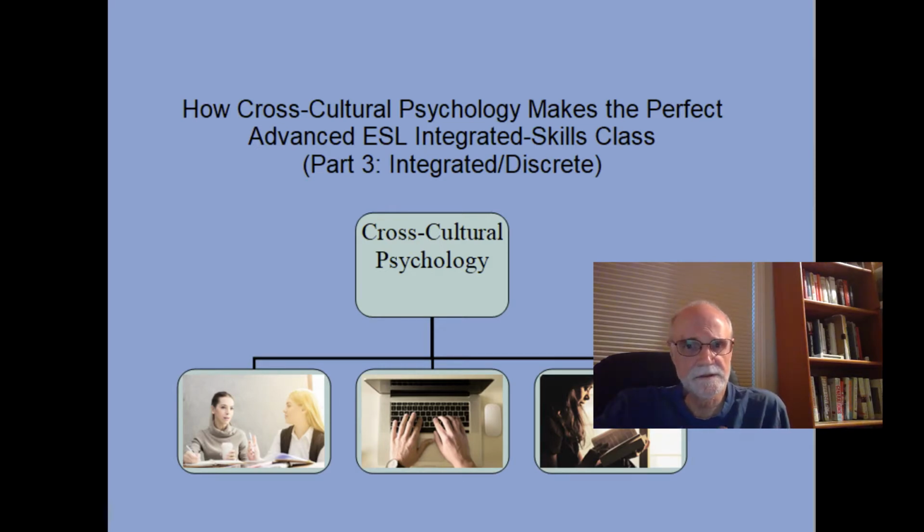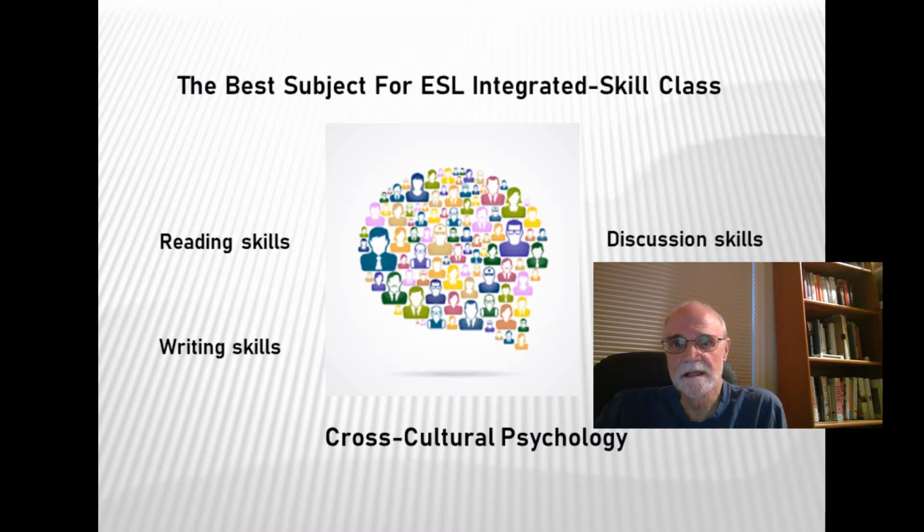This is the third part of a four-part discussion of integrated and discrete skills ESL courses, and about the perfect integrated skills subject for higher levels, cross-cultural psychology. I ended part two by saying you might ask, what is so special about cross-cultural psychology that makes it a good subject for an integrated skills course? How is it different from some other subject areas like climate change or history or current events or the environment?